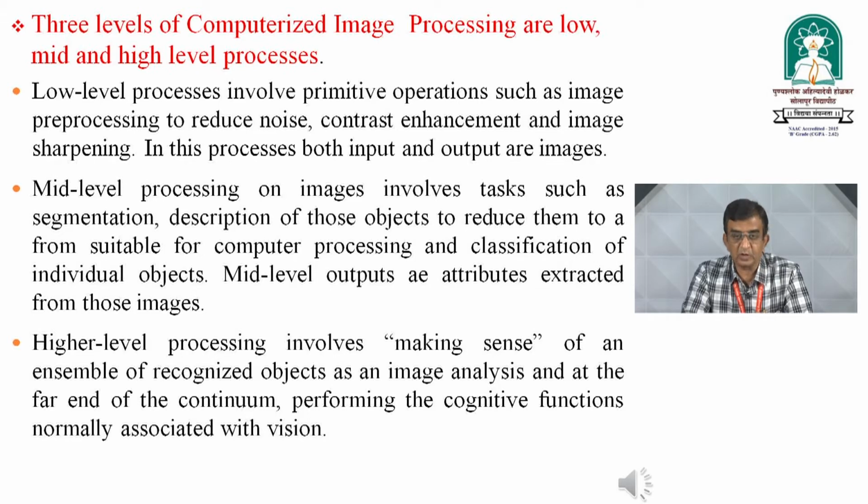Mid level processing on images involves tasks such as segmentation, that is partitioning an image into regions or objects, description of those objects to reduce them to a form suitable for computer processing, and classification, that is recognition of individual objects. Mid level outputs are attributes extracted from those images, for example, edges, contours and identity of individual objects.